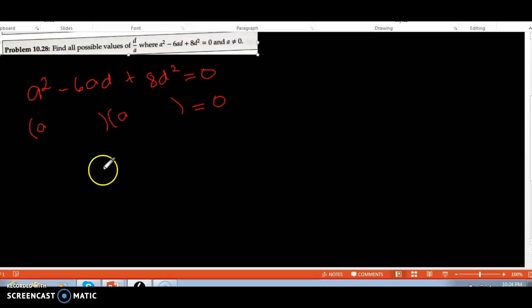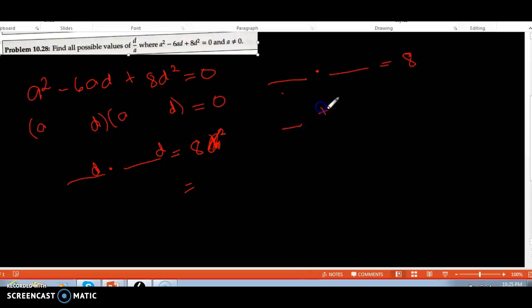Now, we need to look for two factors again that when you multiply will give you 8d squared. Pretty much that's d and d. Both of your factors should have d, and let's forget about this d for now because it's d squared anyway. So just to do the shortcut here, you want two factors such that when you multiply them you get positive 8, but when you add them it gives you negative 6 from your second term.